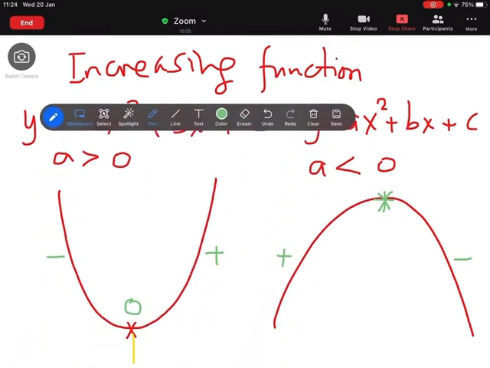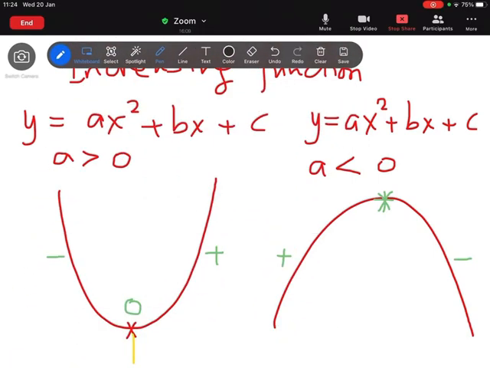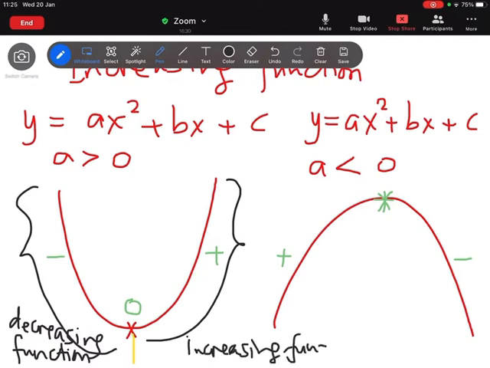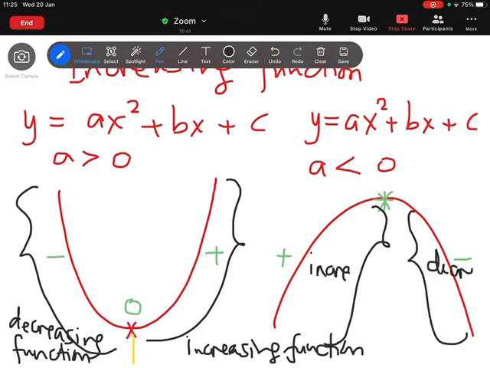So, to conclude this brief summary, this is referred to as a decreasing function. This part is the range of values at which it is a decreasing function. And this part is the range of values where it is an increasing function. So this part here will indicate the range of values of x for which it is an increasing function, and this part will be a decreasing function.